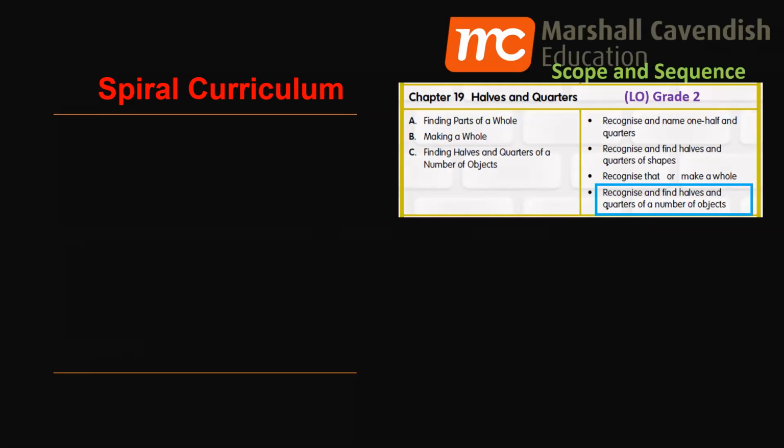So these are examples taken from the MC Math. I'm just giving you an example of fractions. All right, so if you can see here, I'm looking at halves and quarters, but there are 4 learning outcomes here. But I just want you to focus on this one here. I'm trying to explain to you how spiral curriculum is actually embedded in our books. So let's look at the last LO here, recognize and find half. So at grade 2, what the children are supposed to do is just to recognize and find half.